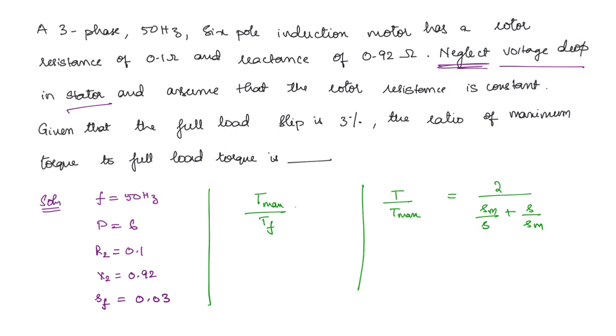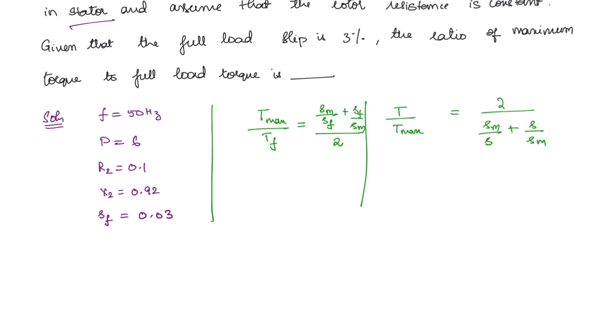As simple as that. So T max by Tf is going to be Sm by Sf plus Sf by Sm divided by 2. So we have the value of Sf here. The full load slip is given as 0.03. What we have to find out? Sm, the slip at which maximum torque occurs. So we know this anyways. It's a very simple condition. S max is equal to R2 by X2, the rotor resistance by the rotor reactance. So R2 is given as 0.1 and X2 is given as 0.92. So this you are going to get 0.108.